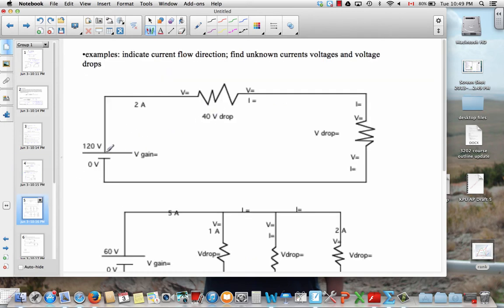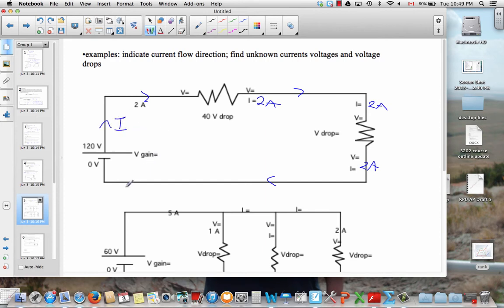So here, simple circuit, we notice that there's no junctions, and with no junctions, that means that the current flow will be everywhere the same, because there's nowhere else for the charges to go. So if there's 2 coulombs per second flowing this way, there must be 2 coulombs per second, or 2 amperes, everywhere else in this circuit flowing in the same direction. So that's the current flow.